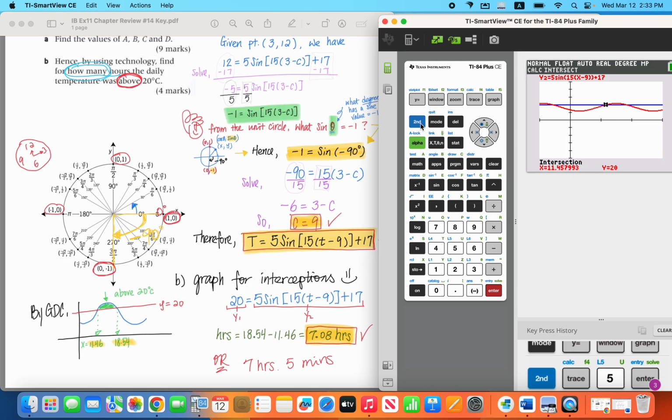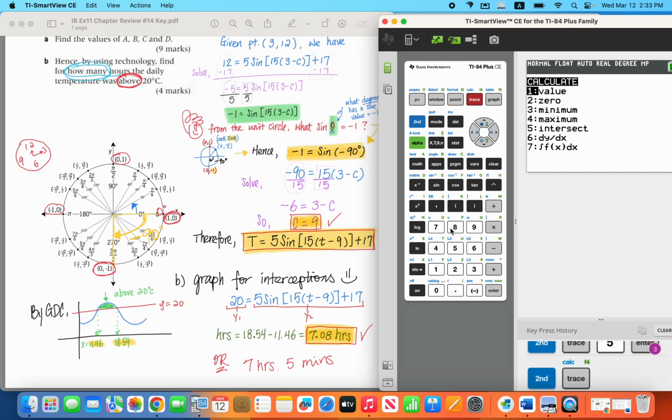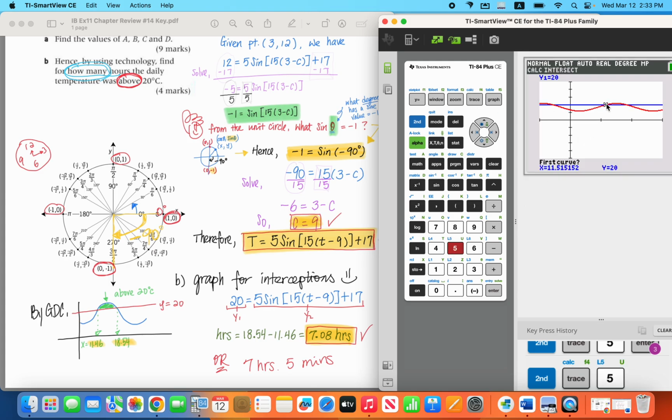Now we're going to get another point for here. So repeat. Second trace. Number 5, intersection. Now this time I need to move the cursor to this right side intersection. So keep moving. Okay, about here is good with my awesome eagle eye. First curve, good, enter. Second curve, good, enter. Do you want me to guess? Please do. So when I hit enter, I got 18.54. Okay, so from here, we got 11.46, and here we got 18.54.